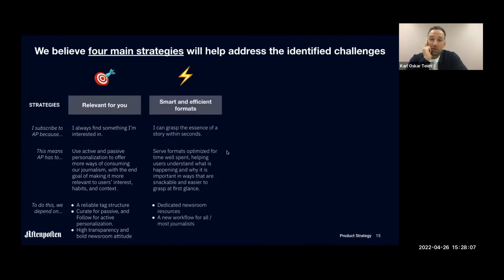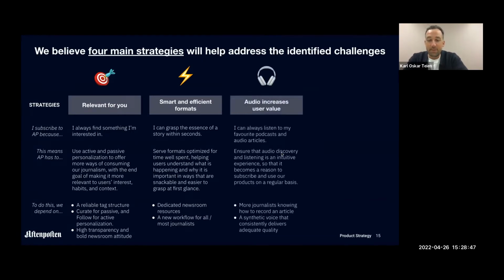Second thing is, when you look at what I just said about snackable formats, we currently offer mainly just long articles. We know that many people are on the go, and we want to reach this ambition: I can grasp the essence of a story within seconds. So that's a pretty hairy goal. It requires us to serve different formats. It requires us to produce journalism in a different way. And some of the blockers are, for example, we need dedicated newsroom resources to do it. We might need a whole new workflow for most journalists so that we can tell users the essence of a story. And I'll show you some of these examples from how we worked on the front page.